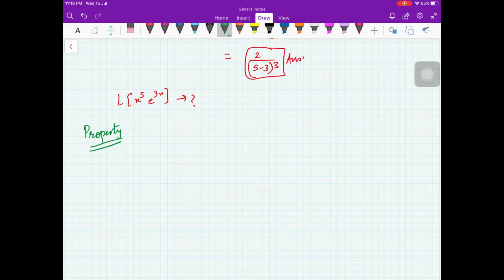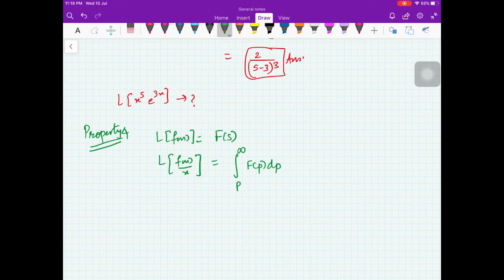Next property says that if I have L of f of x is equal to F of s. In the last property, the third property, I multiplied with x. Here I divide with x. If I divide with x, of course x is non-zero, then the right hand side will be integral from s to infinity F of p dp. Again, I am not going to do the proof. That is your part. You have to prove it.